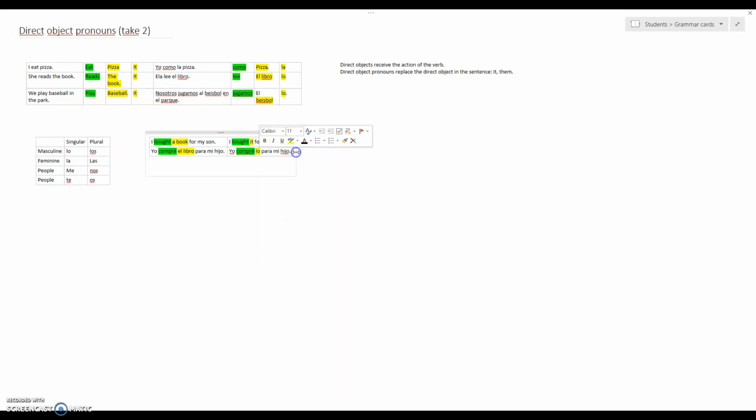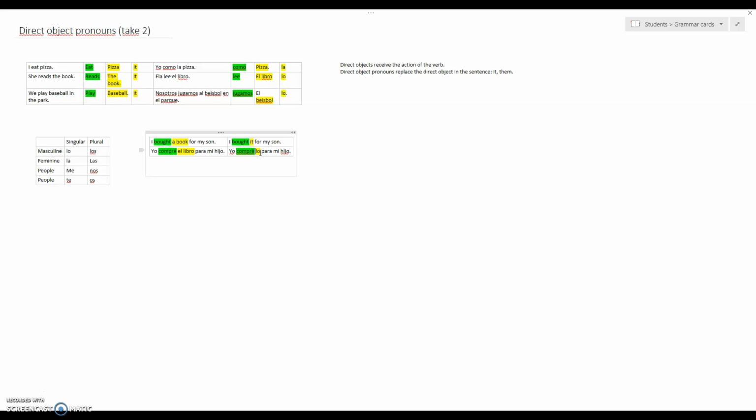Okay. All right, so I hope you're following me so far, where it's the English to Spanish. I bought, that's the verb. What did I buy? The book, that's the direct object. Over here, you replace the direct object, the book, with it. Over here, you replace the direct object, el libro, with lo, because el libro is masculine and it's singular.